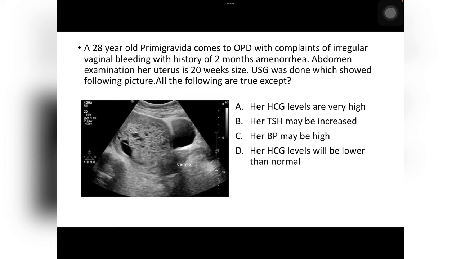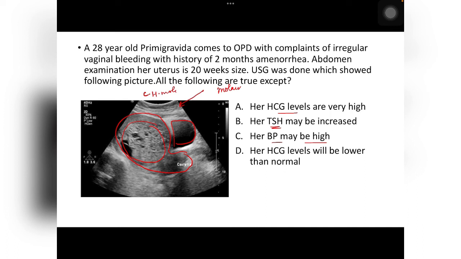You're able to see the bladder in front and behind it we have the uterus. Inside the uterus, it's not normal. This much we know. And we'll just read the options. Her HCG levels are very high. Her TSH may be increased. Her BP may be high. Her HCG levels will be lower than normal. With the case scenario, we can come to a diagnosis of molar pregnancy, and the USG is again confirming it. It is a case of complete hydatidiform mole and the USG picture is a snowstorm appearance.